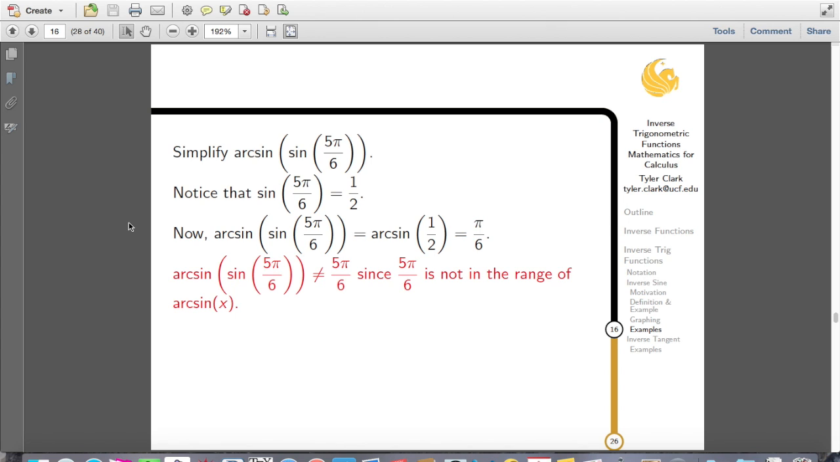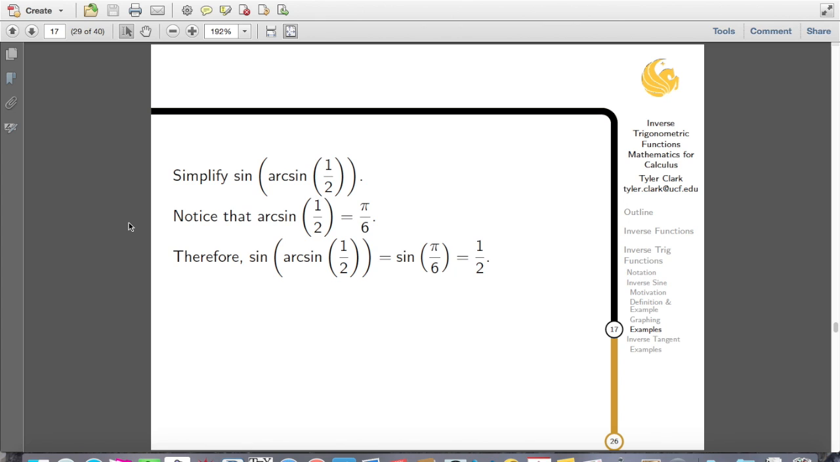Now, back to the question we just looked at, why is it not 5 pi/6? Well, 5 pi/6 is not in the range of the arcsine function, so we can't get 5 pi/6 as an output here. We have to look at what's in the range. So pi/6 is, and 5 pi/6 is not in this range.